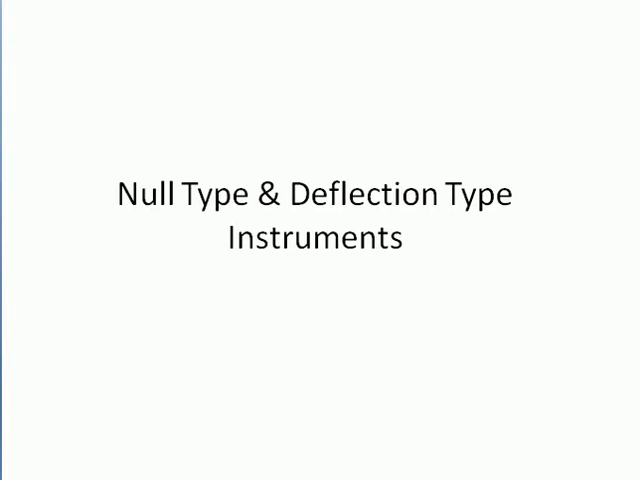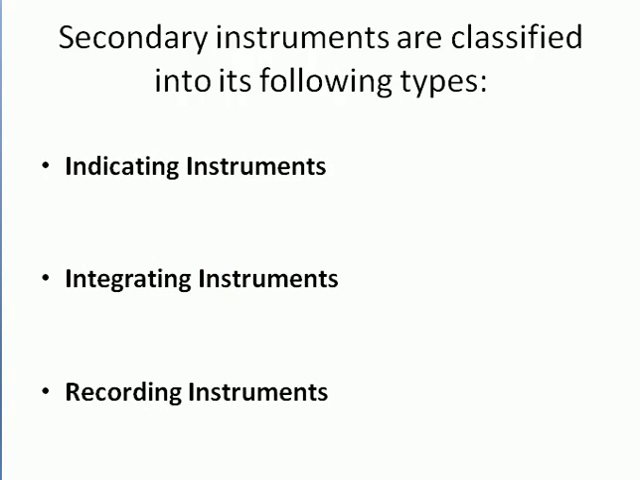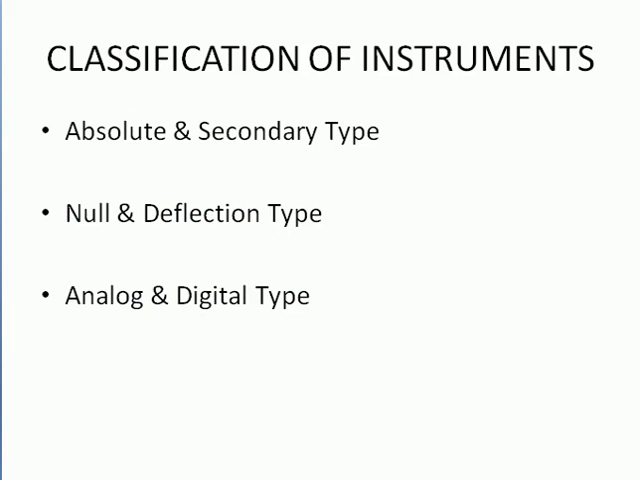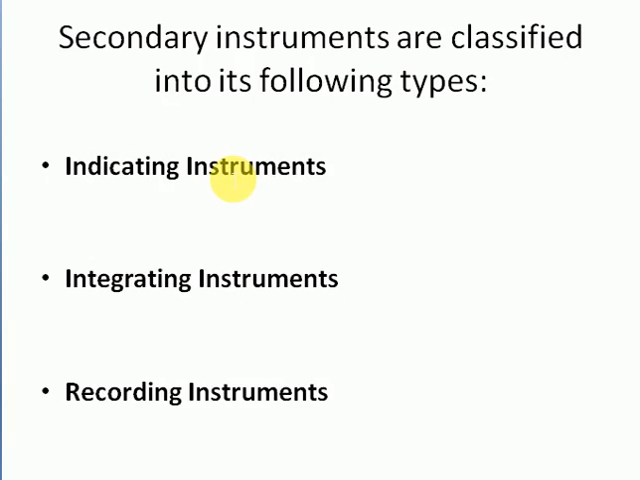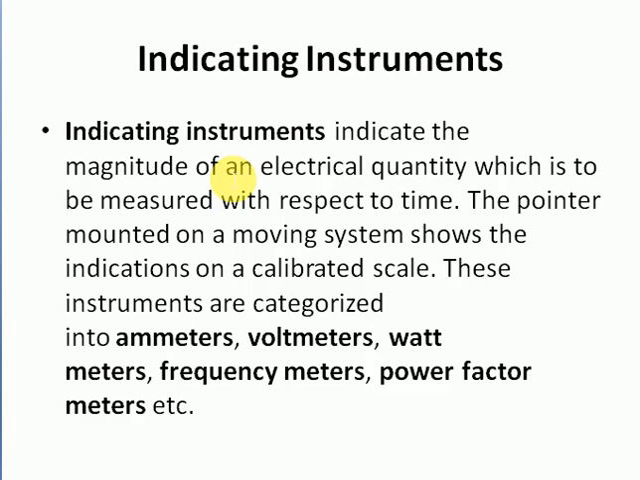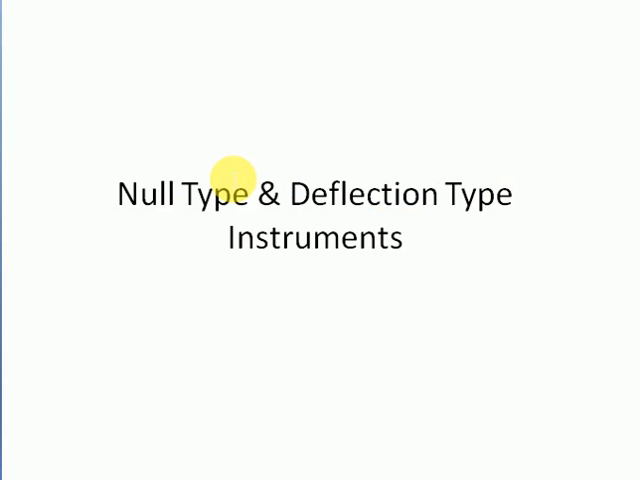So in the last lecture we discussed the classification of instruments, and we have seen absolute and secondary type instruments, okay? In secondary type instruments there are mainly three types: indicating instruments, integrating instruments and recording instruments. And then our next topic is null type and deflection type of instruments.